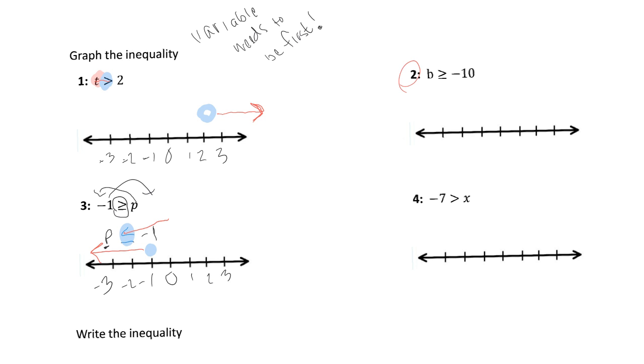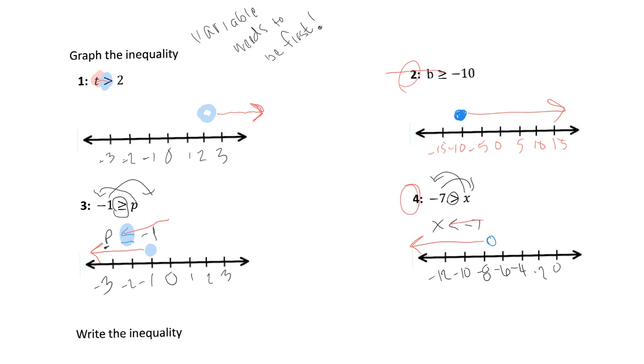So I want you to try example 2 and 4 on your own. Okay, so this is greater than or equal to for number 2. So I have a closed circle going to the right over -10. You may notice I went by increments of 5. Or you could have moved your 0 over here and gone by 2s, or however you really could think about it. Number 4, our variable wasn't first, so we needed to flip.